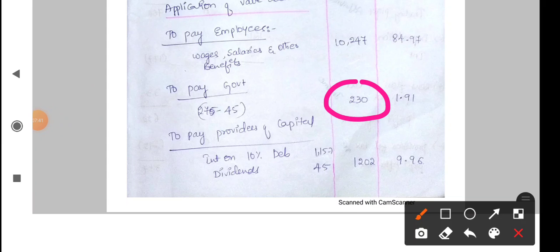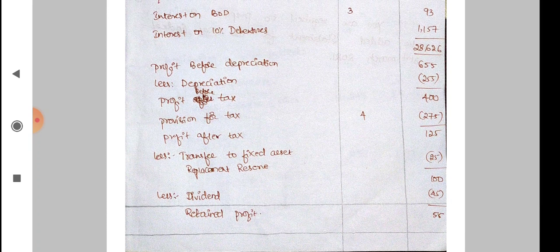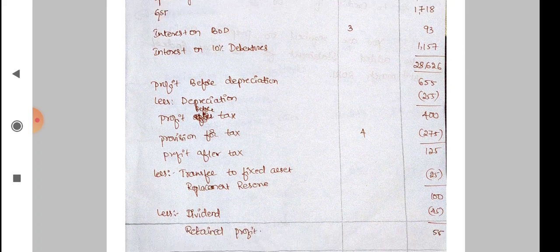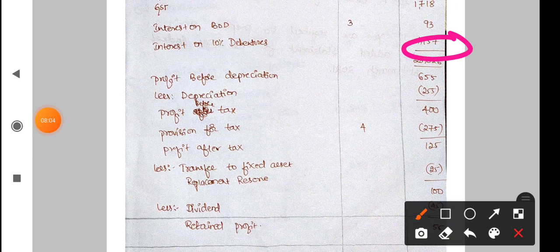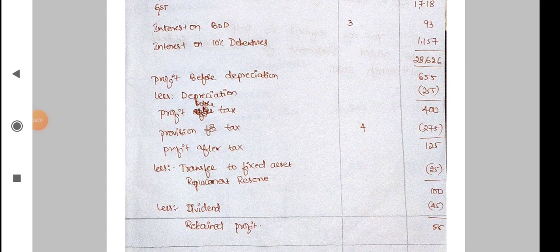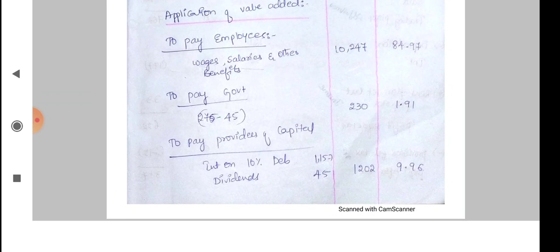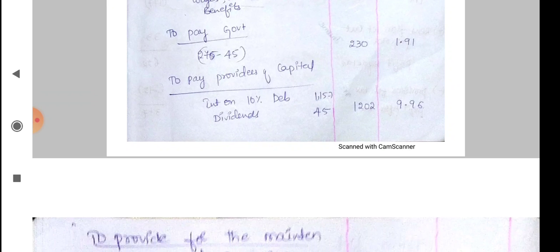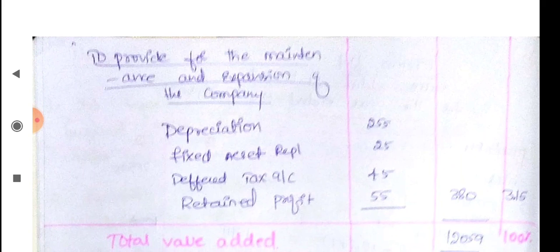Next, to pay for the providers of capital, interest on 10% debenture. So given in the problem, the particular amount for the providers of capital is 10% debentures. So interest on 10% debenture is 1,157. You can see here it is given here 1,157. Next amount given here is dividend. Dividend is 45. So write these two particular things under providers of capital. So total will be 1,202.